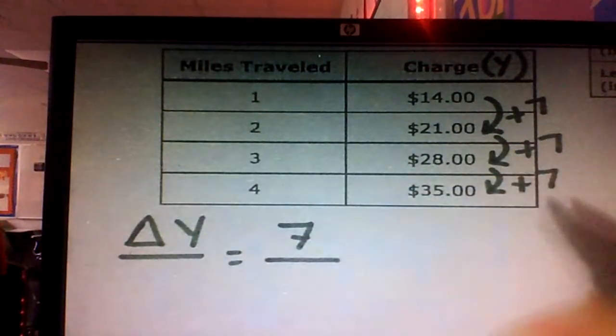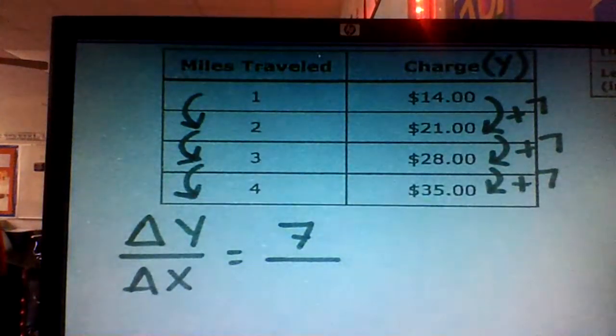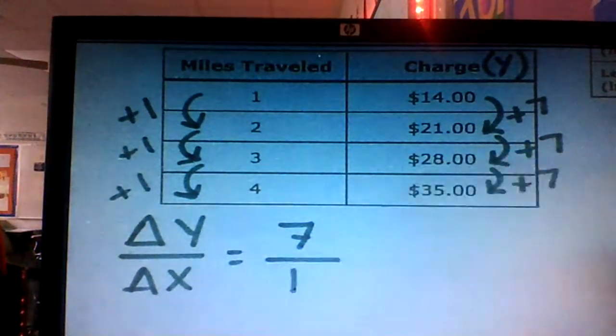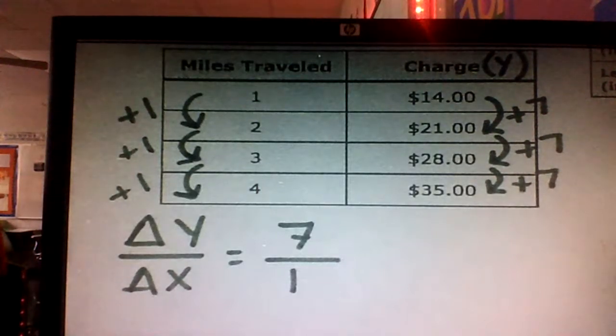In the bottom is your change in X. What's happening every time my X changes? We're increasing by 1. Okay, so would you say that this slope is positive, negative, 0, or undefined? This is a positive slope.